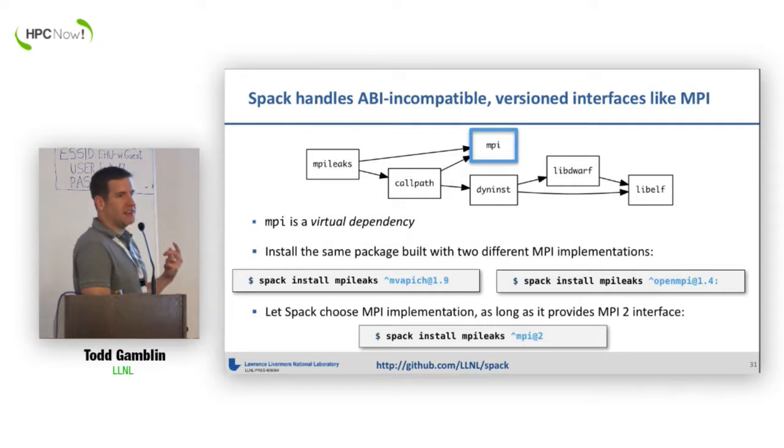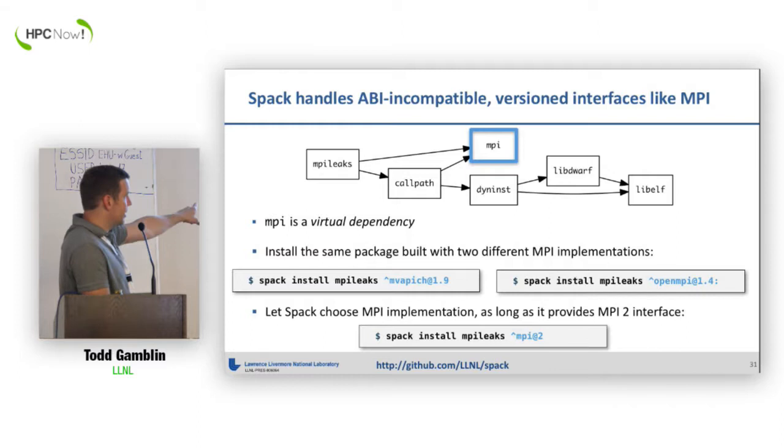And you can use the same syntax to constrain a virtual dependency that you can a regular dependency in Spack. You just say caret, and then you put the implementation that you want. So that's what I was doing when I said install HDF5 with OpenMPI or install HDF5 with mpich. This is the same kind of thing. Install mpileaks with mvapich at 1.9. Or I can install mpileaks with OpenMPI at 1.4 or higher, whatever version of 1.4 or higher you have.